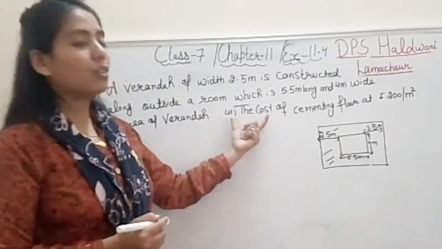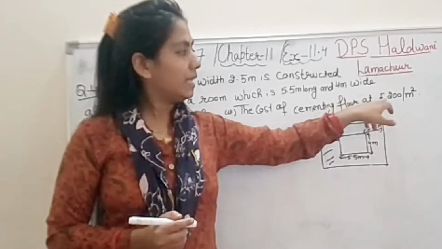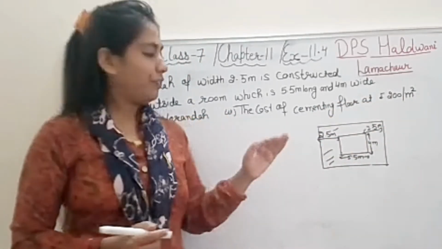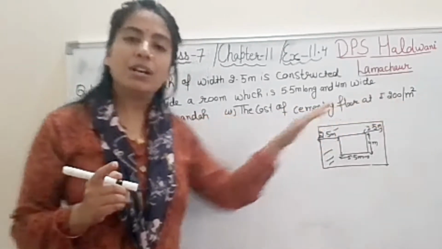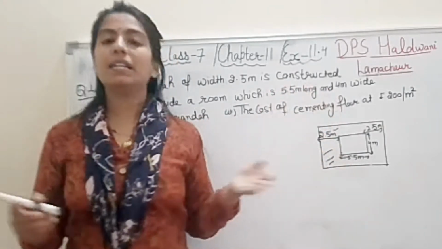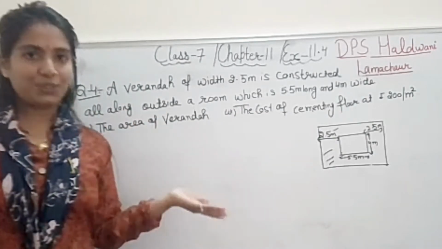Second part, the cost of the cemented floor of the veranda at the rate of 200 per meter square. This is an addition to it. If you find the total area, for 1 meter square this much is the cost, so the total will be that into 200. So this part is very simple. And how to take out this veranda? You know how to do it.